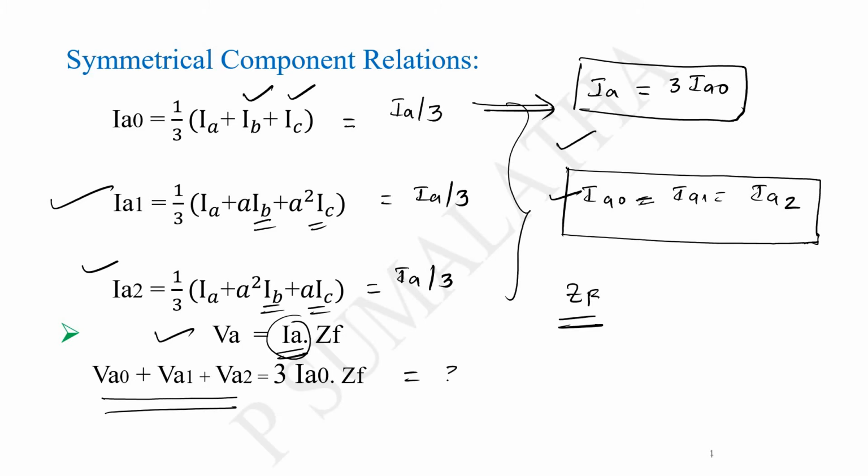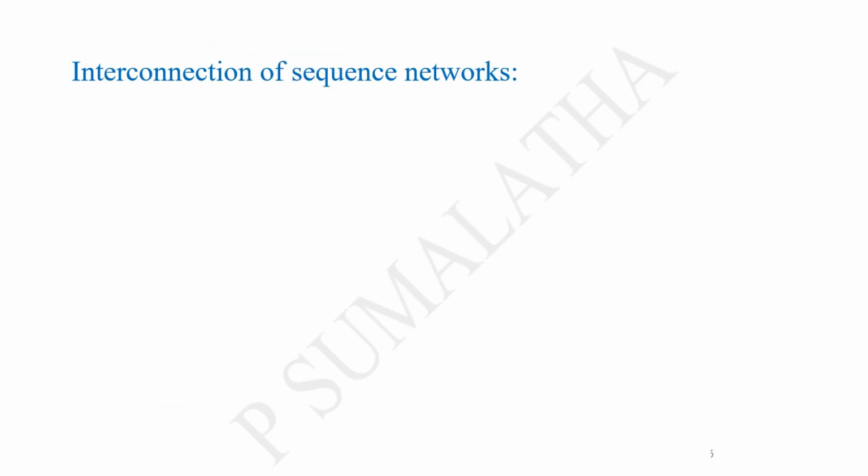This can be written as 3 times ZF into IA0. Same conditions we got for SLG, single line to ground fault through fault impedance condition. So now the circuit will be similar. Now let us do the interconnection of sequence network. So what we have to do, let us consider the positive sequence network.